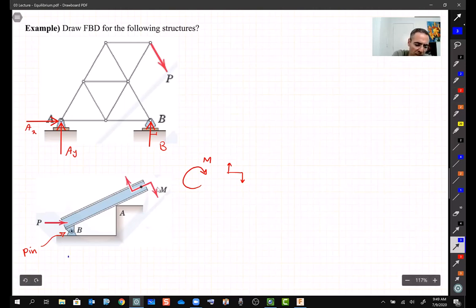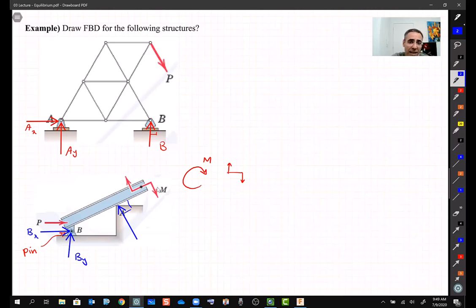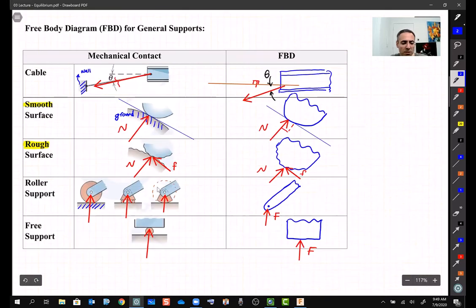So B is a pin. A pin, we said, always applies two loads. We call one of them Bx and the other By. A is more like a free support. It applies just a reaction force, right? That's the second one in the image that I showed you. It is 90 degrees here, and it is a reaction from the ground going there. If I move up two steps or maybe three steps, it's this one, right? When you have a smooth surface, you have a normal reaction, right?